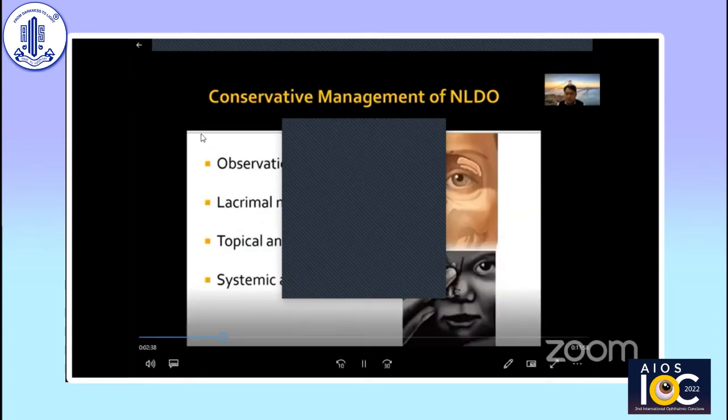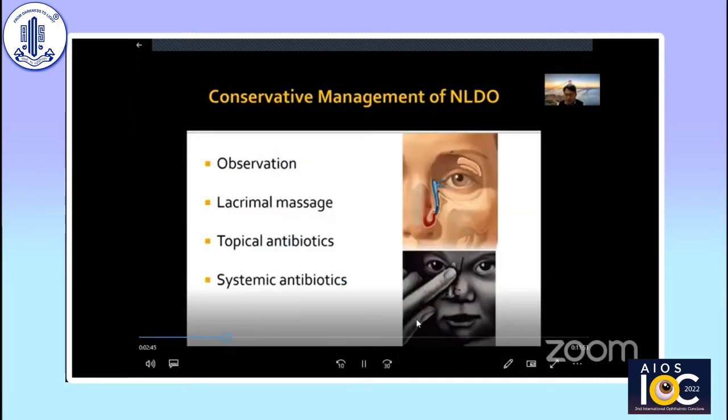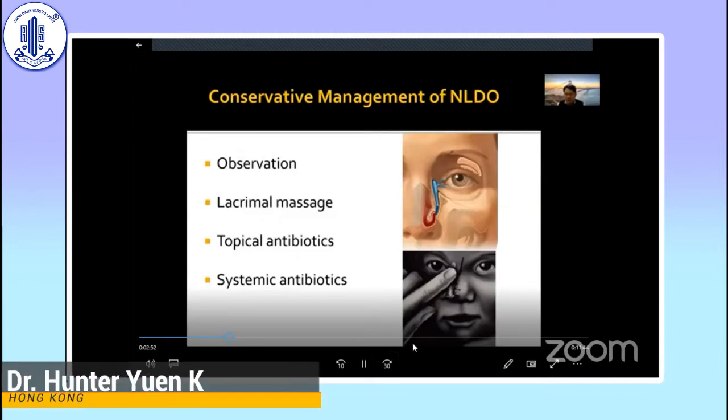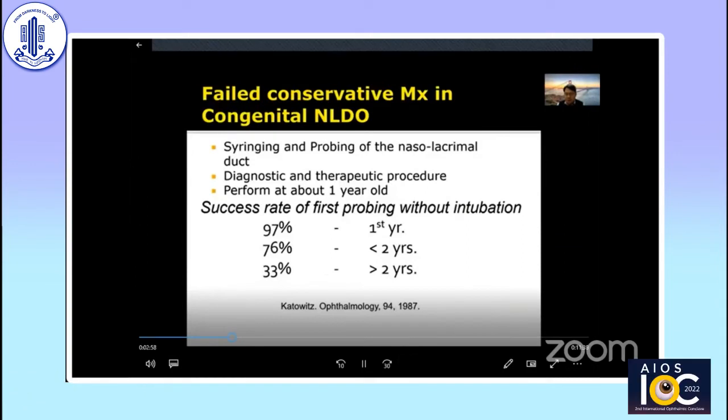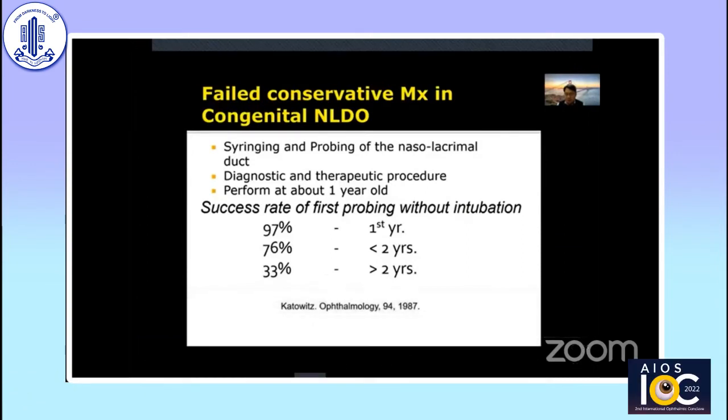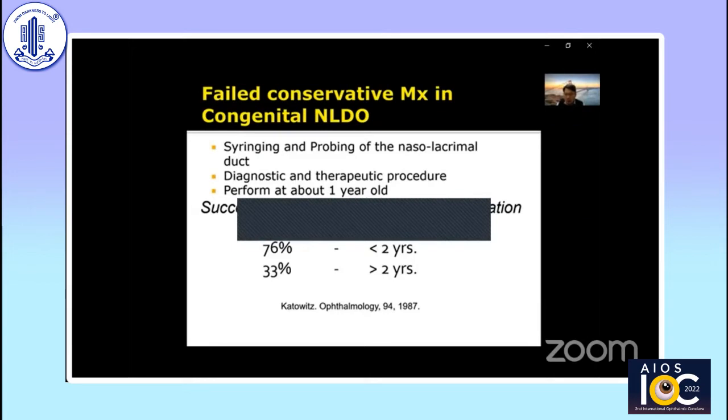If the patient is presenting with a congenital NLDO, typically we will start conservative management: observe, massage. Topical or systemic antibiotics can be considered if the patient is having infections. Of course, if the patient has failed conservative treatment, we will consider syringing and probing. Typically, if the patient did not have a severe episode of infection, we will perform the syringing and probing at the age of 1. The reason for doing it at the age of 1 is that it has been shown that if you defer the syringing and probing, the success rate may drop with time.